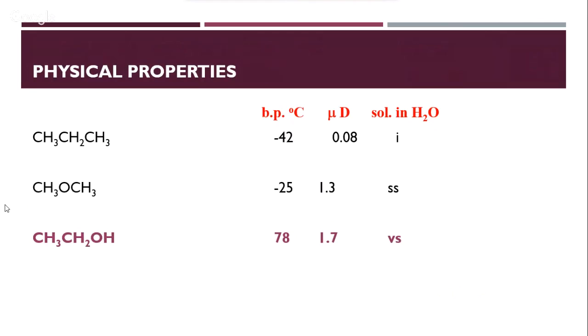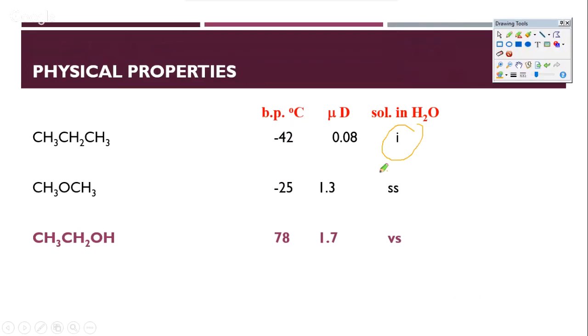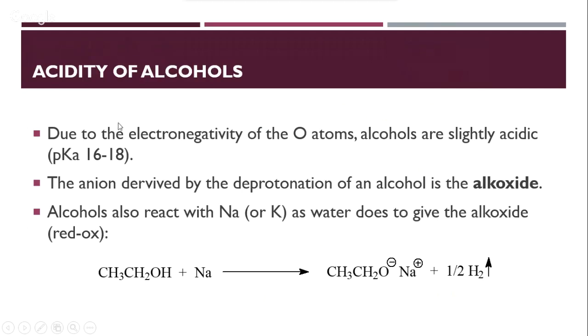Now, please note that alkanes are basically insoluble in water. You can see here alkanes are insoluble. Ethers are sparingly soluble, which is because of the oxygen again. But alcohols are highly soluble, especially up to the third carbon, or up to 3 carbons. Okay, so this is a quick look at the physical properties.